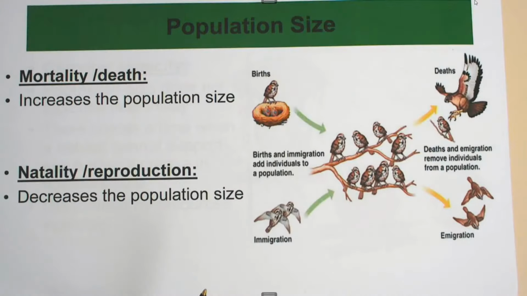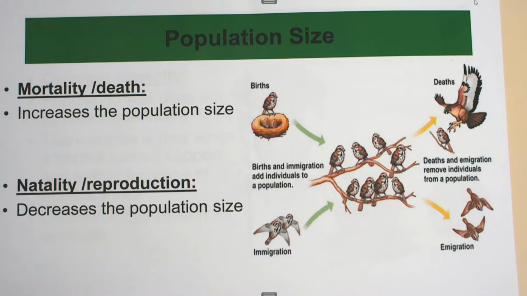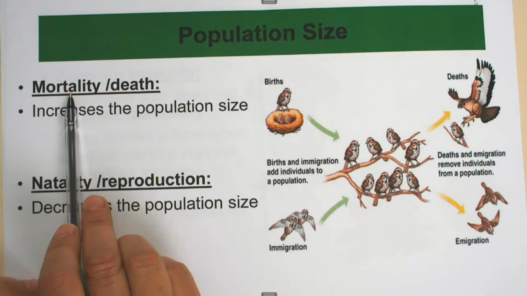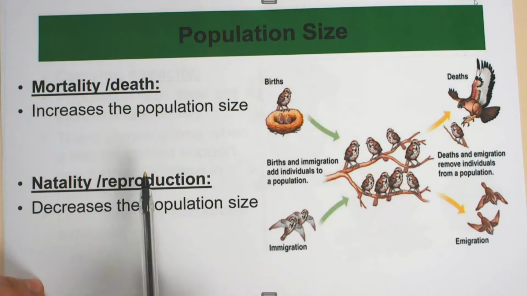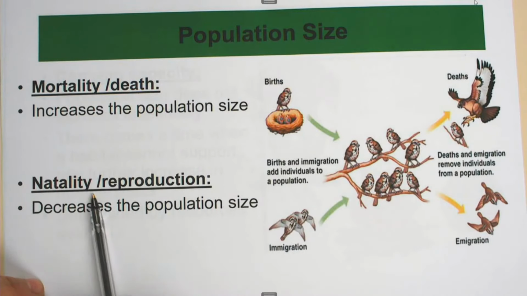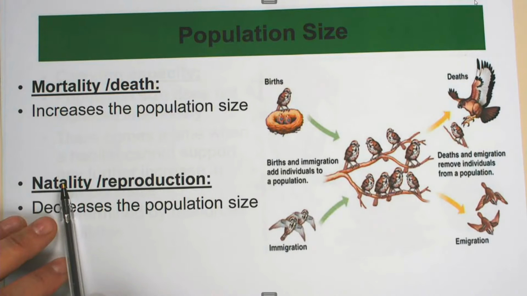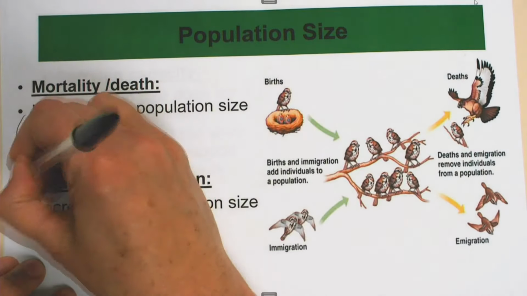Next one. Population size is influenced by mortality and natality. Mortality, when we have death, okay? And then natality, reproduction. Natality meaning birth. These two must be swapped around.